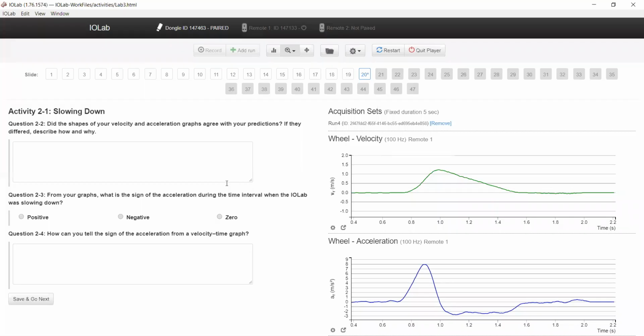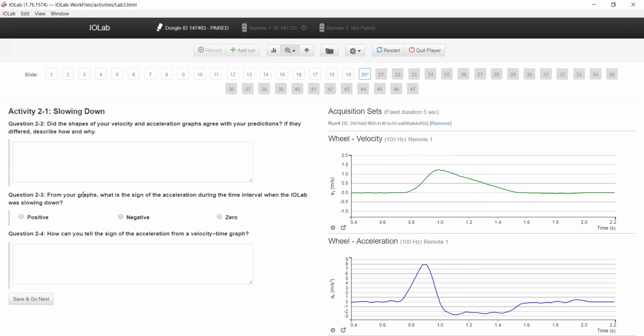Okay, in slide 20, describe the shape of your velocity graph and compare it with your prediction. Did we predict the velocity while slowing down? Slowing down means the rate of change of velocity is going to decrease. Yeah, a constant decline. So did you predict it like this? This will be the area of interest for this one. So it's kind of constant. Did you predict velocity and acceleration like this?